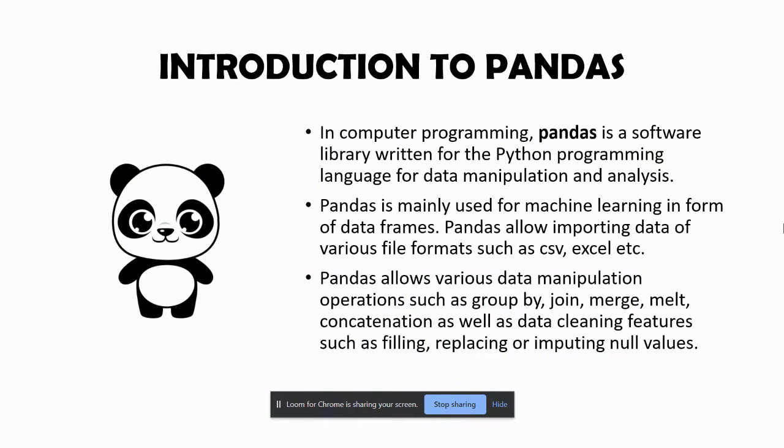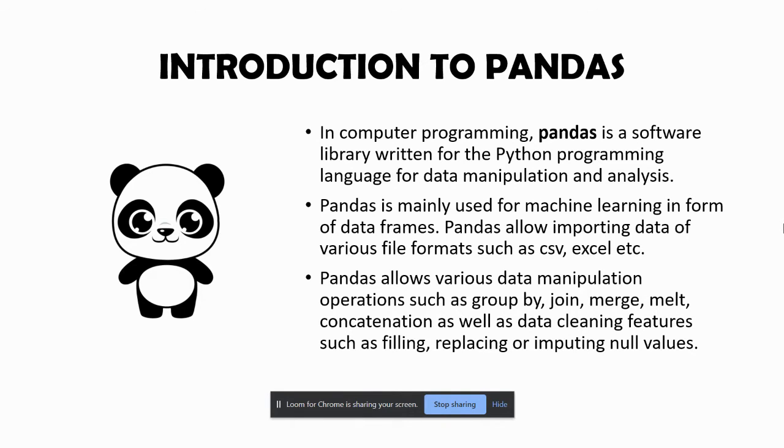So in computer programming, Pandas is a software library written for the Python programming language for data manipulation and analysis. It basically offers data structures and operations for manipulating numerical tables and time series. The name Pandas is derived from panel data. It's an econometrics term for data sets that include observations over multiple time periods for the same individual.